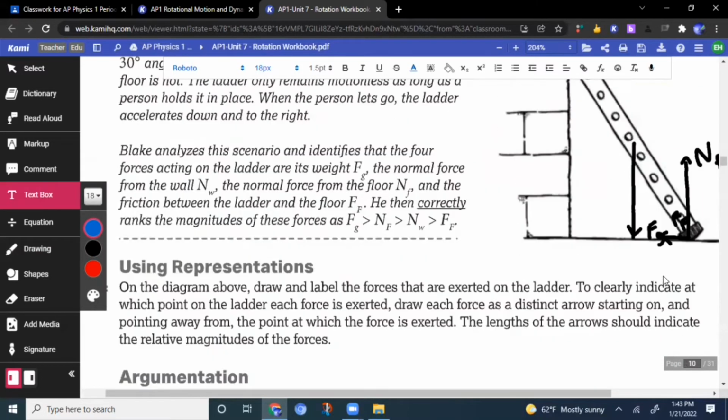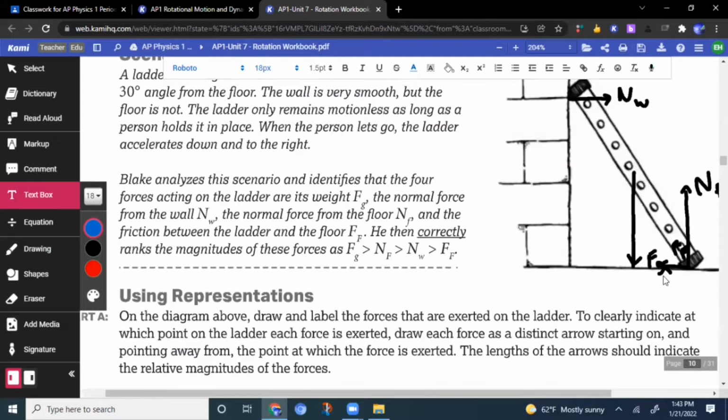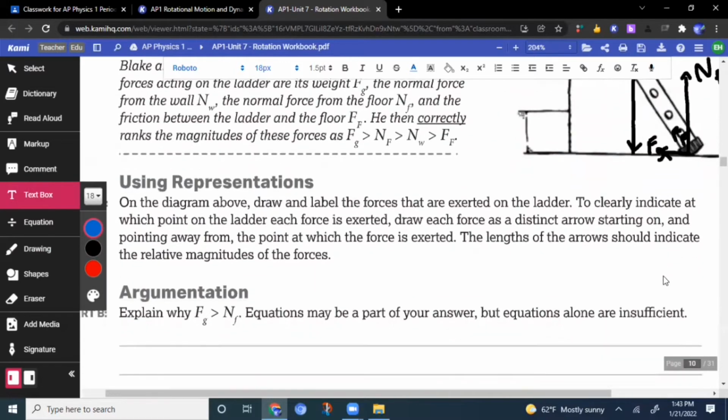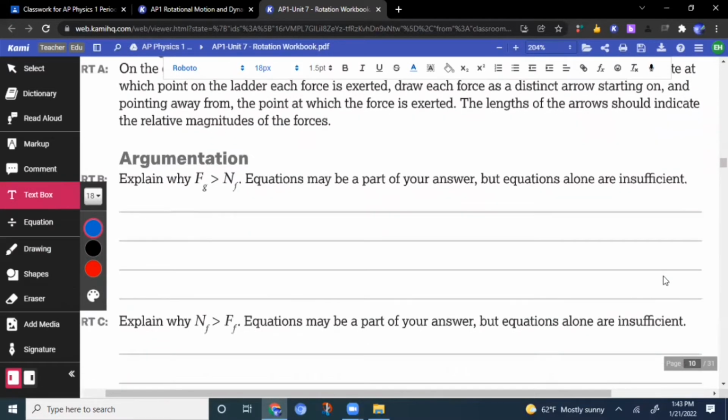Are you guys okay with the free body diagram for part A? Okay. Now, here is where parts B, C, D, E are all going to be argumentation. Why is this greater than that? So now we need to put on our thinking caps, and we're going to relate this in terms of the different parts of the equation and how that relates to Newton's laws. Not only linear Newton's laws, but rotation as well.